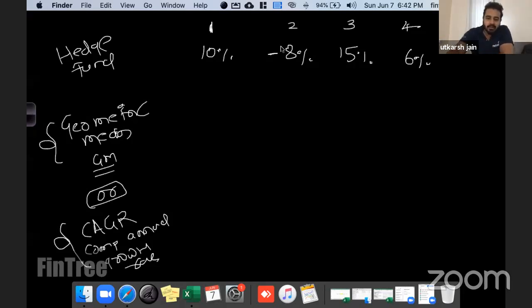Okay, so here's how you do geometric mean. We will do it in two ways. One, we will do a formula. Second, I'll show you the logic in terms of how we do it. Let's do the formula first.